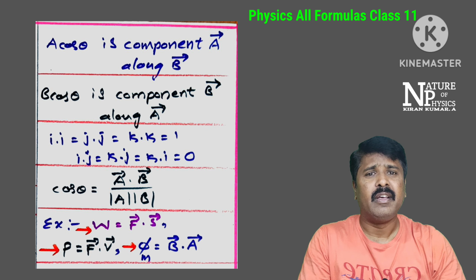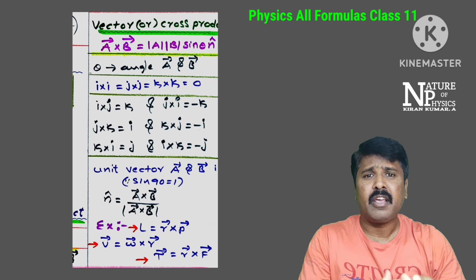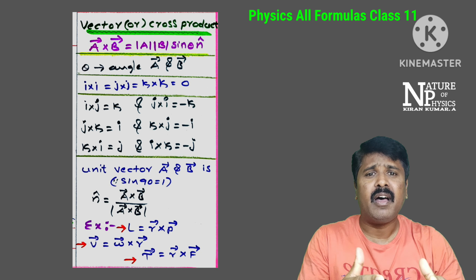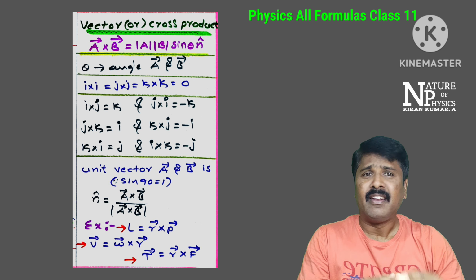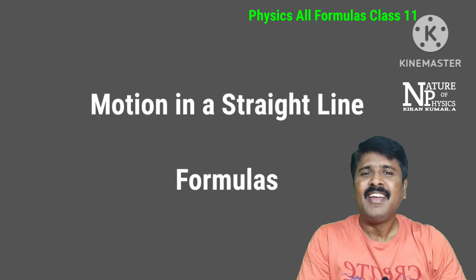And next one, that is vector product, and also their properties and formula along with the examples I gave you clearly. Next chapter is motion in a straight line.